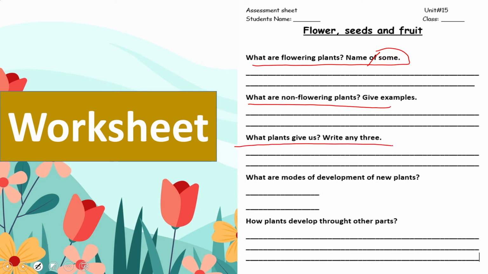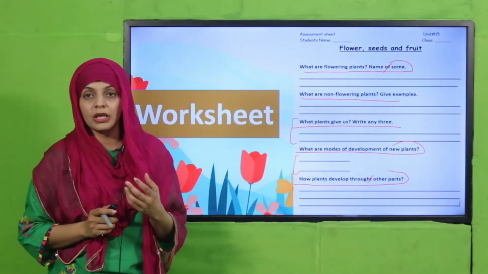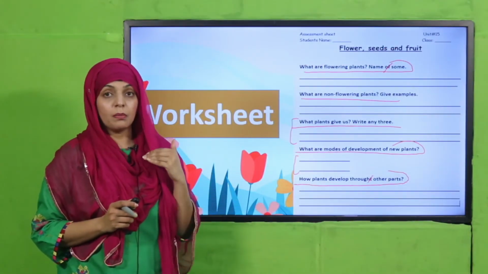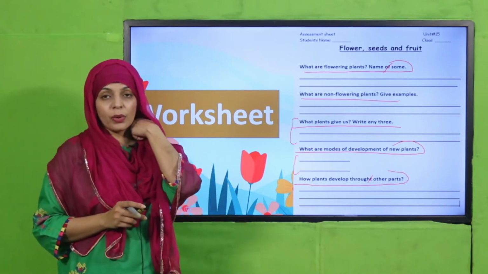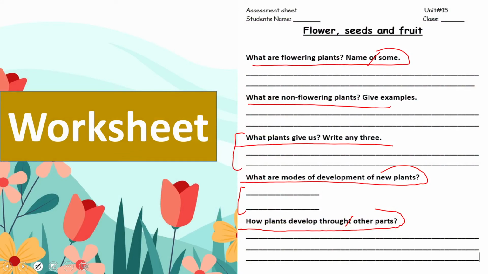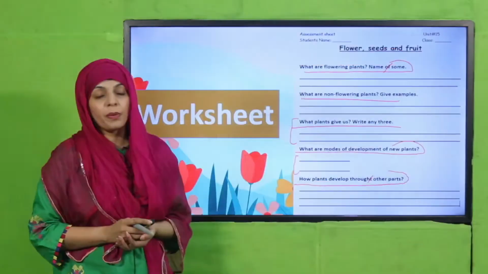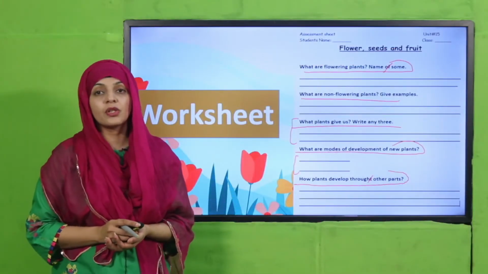That what plants give us? Write any three. ठीक है, पौधे हमें क्या देते हैं? कोई भी तीन चीजें आप लिख सकते हैं. What are modes of development of new plants? पौधे जो है उनके modes of development या reproduction कौन से हैं? दो. Write down the names. Then how plants develop through other parts. ठीक है, अब पौधे जो है वो दूसरे parts से कैसे develop होते हैं? Write down the names कि किस किस तरह से वो पैदा होते हैं. So my dear students, pause the video and quickly finish this worksheet. I hope everybody has finished it, submit it to your teacher and she will evaluate you.